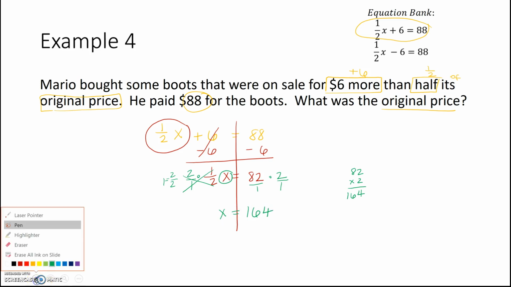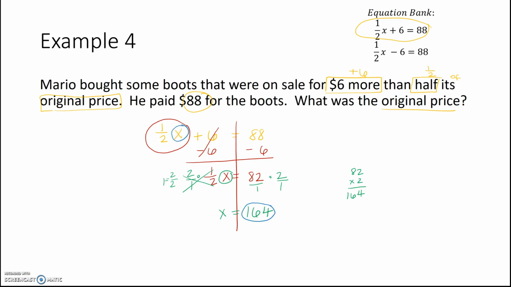So these boots were a bit less. But let's double check. So I'm going to take my 164 and plug it in for x. So I have 1/2 of 164 plus 6. So 164 divided by 2. 2 times 8 is 16, 0, 4, 2 times 2 is 4. So I have $82 plus 6 is 88.